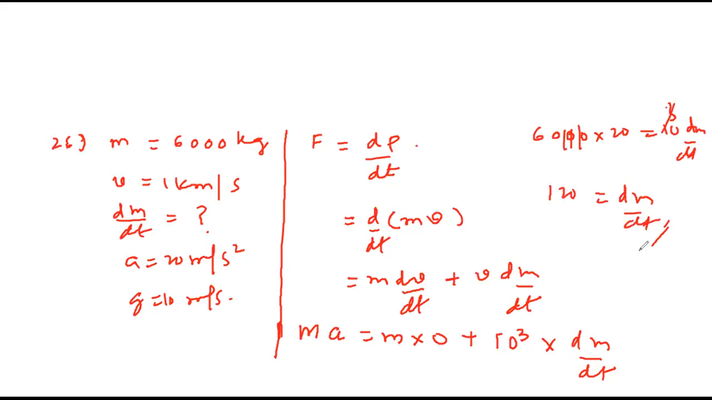Something went wrong. It is 6000 into 20. Let me check whether the option is correct or incorrect. This is sum number 26 we are doing.